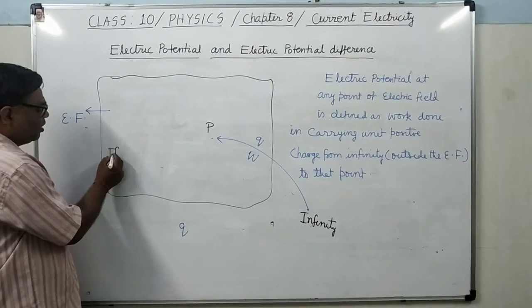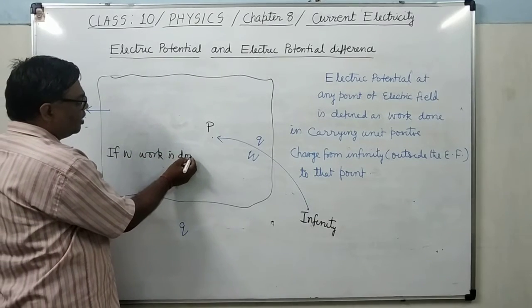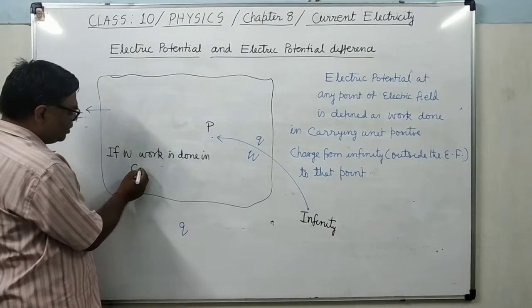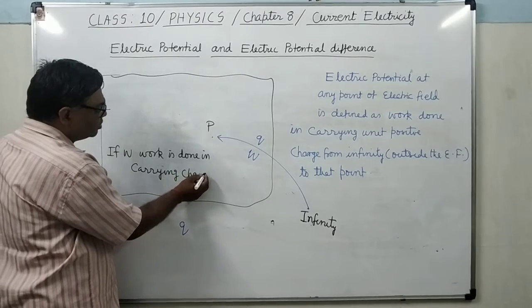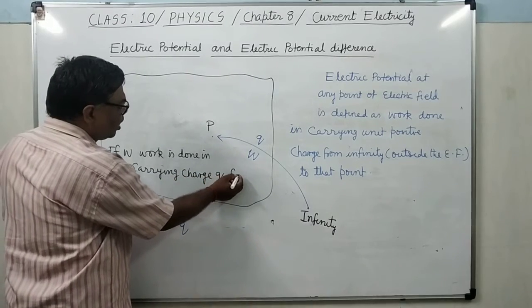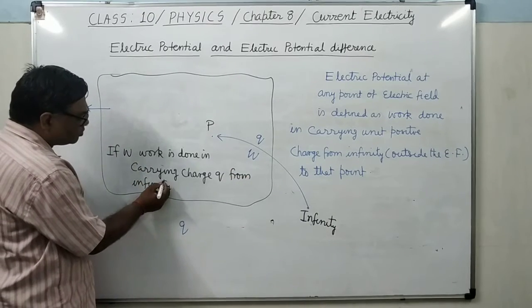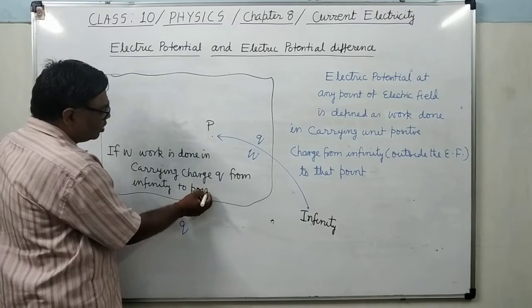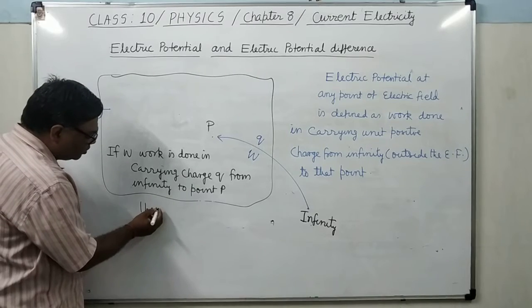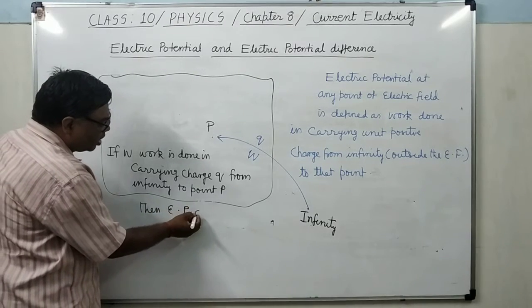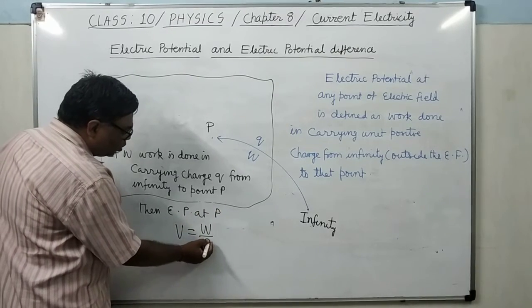If W work is done in carrying charge q from infinity to point P, then electric potential at P will be V equals W upon q.